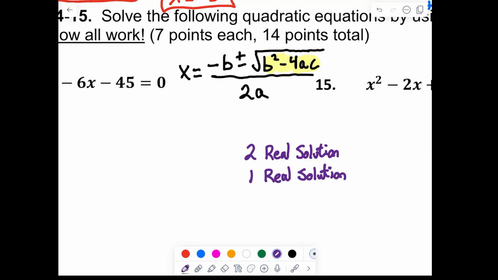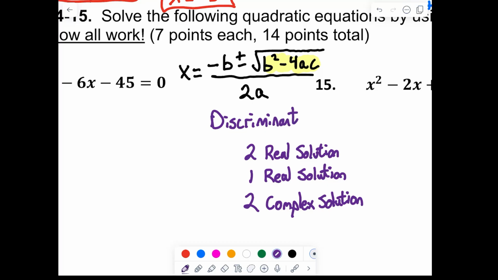Okay, and in this quadratic formula, this b squared minus 4ac, not with the square root, but just that b squared minus 4ac, is called the discriminant. The discriminant can tell us how many of what kind of answers we have. Remember the different types of answers that we can have: two real solutions, right? The parabola crosses the x-axis twice.